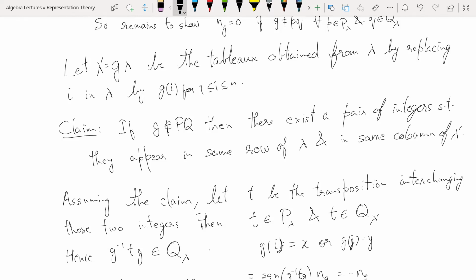So of course, if x and y are in the same column of q lambda prime, but q lambda prime was made by making this change, that tells you that i and j will be in the same column of q lambda. So that tells you that this g inverse TG lies in q lambda. Then g inverse TG is just the transposition ij.